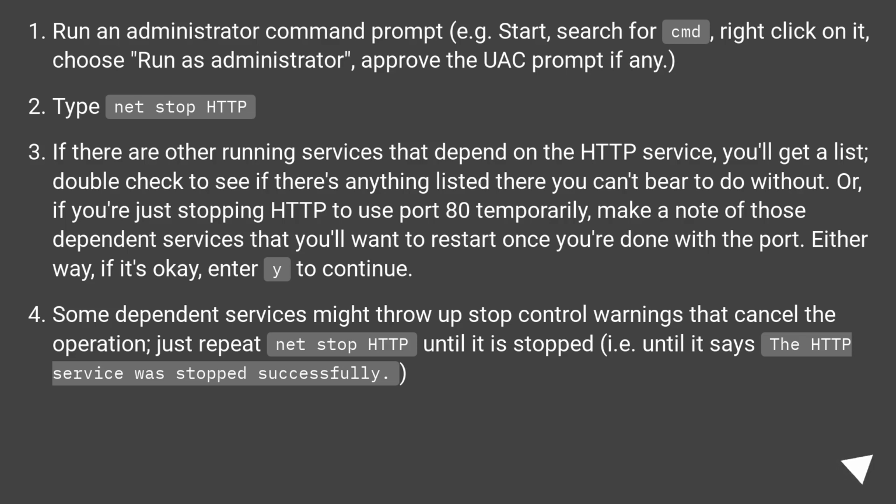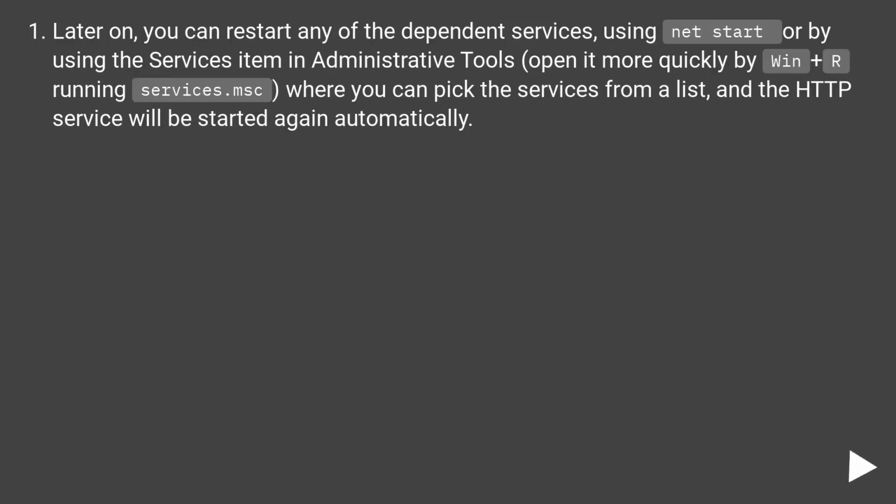Some dependent services might throw up stop control warnings that cancel the operation. Just repeat net stop http until it is stopped, i.e. until it says the HTTP service was stopped successfully. Later on, you can restart any of the dependent services, using net start, or by using the Services item in Administrative Tools. Open it more quickly by Win+R and running services.msc, where you can pick the services from a list, and the HTTP service will be started again automatically.